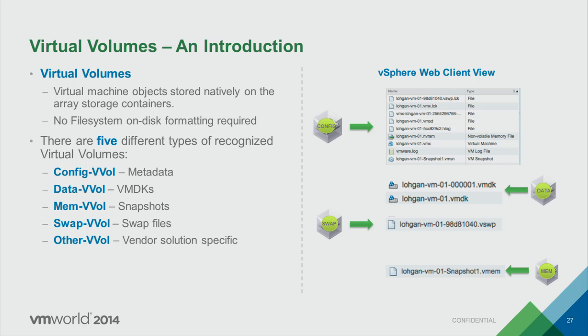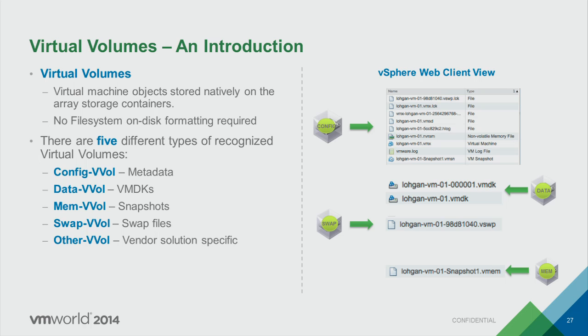Obviously, the data VVol is the VMDK. When we talk about the config VVol, which is the one that I think most folks will pay attention to in some cases, when you look at a virtual machine, as you see up there, you see all these different virtual machine files that exist when you're looking at it from the vSphere level, right? But when you look at the array, it looks a little different, and they come up in the form of that config VVol.